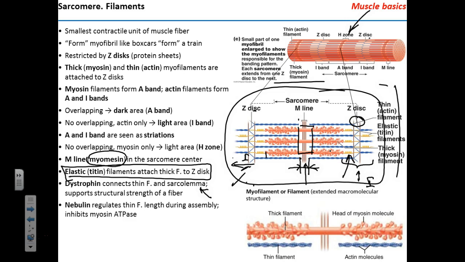Now, nebulin is a protein that is not shown here. It regulates the length of actin filaments during the assembly of the actin filaments. And it also inhibits the ATPase, the enzyme that is found inside of the myosin filaments, inhibiting muscle contraction.